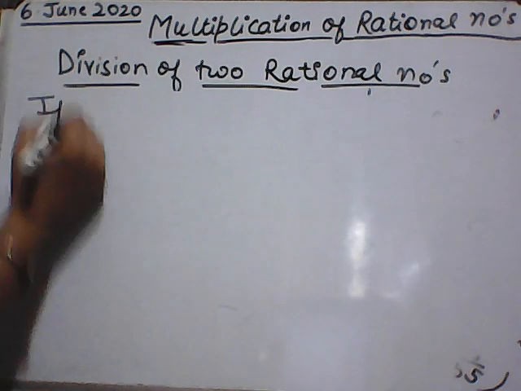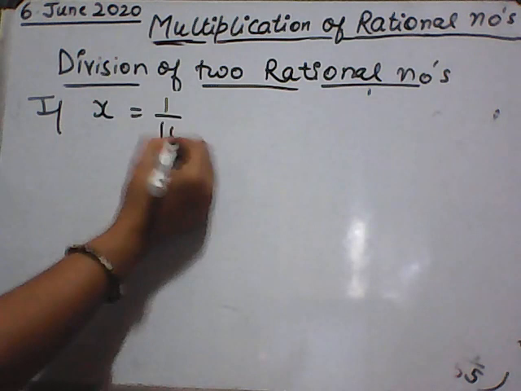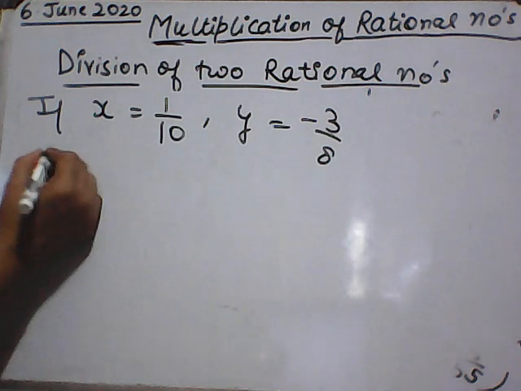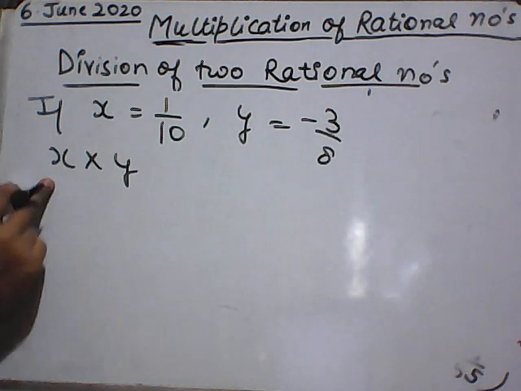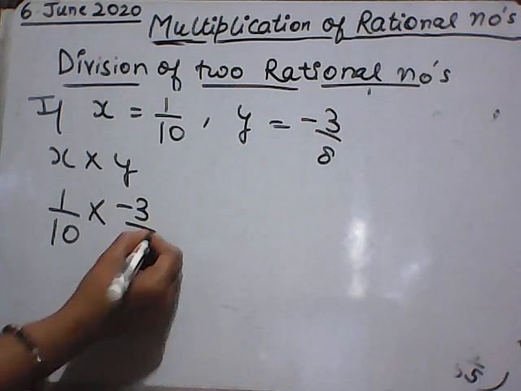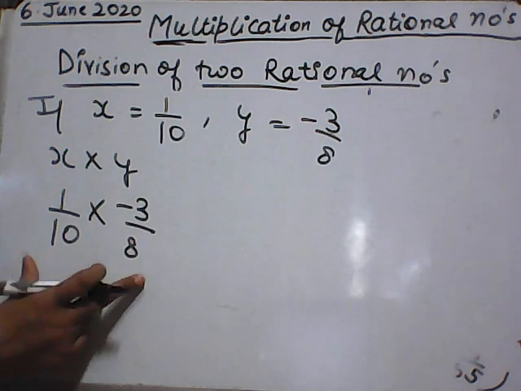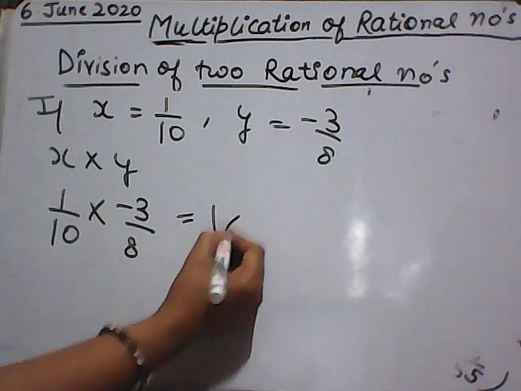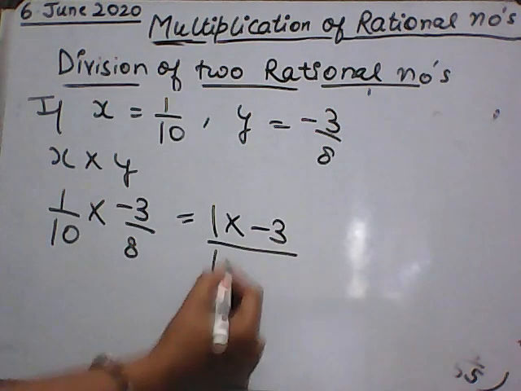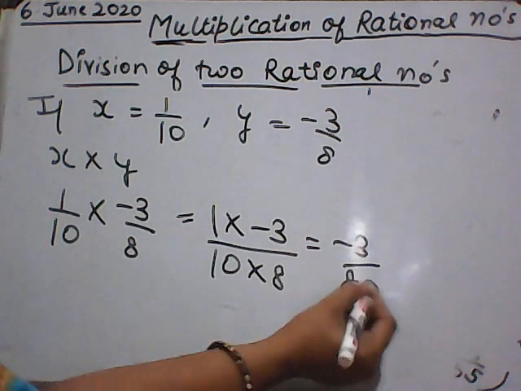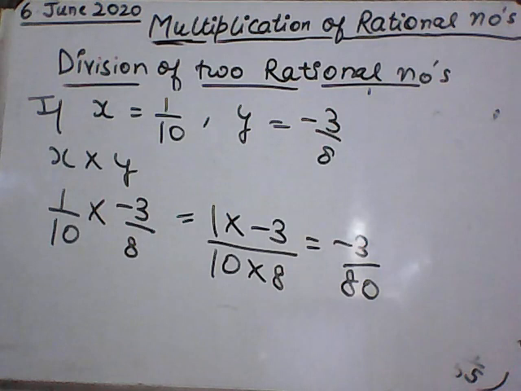Here, x is given to you as 1 by 10 and y is given to you as minus 3 by 8. You have to find x multiplied by y. What is the value of x? 1 by 10. What is the value of y? Minus 3 by 8. You have to find the multiplication of two rational numbers. How can we find the multiplication of two rational numbers? Multiplication of numerators and the multiplication of denominators. Minus 3 divided by 80. In this way, you can find the multiplication of two rational numbers.